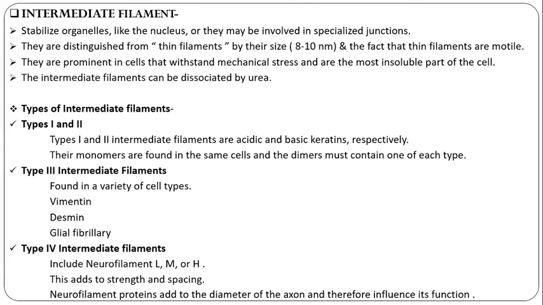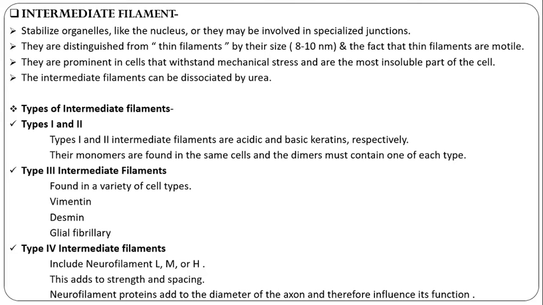The intermediate filaments can be dissociated by urea. So here are the different types of intermediate filaments. Types first and second: the intermediate filaments are acidic and basic keratin respectively. Their monomers are found in the same cells, and the dimers must contain one of each type.